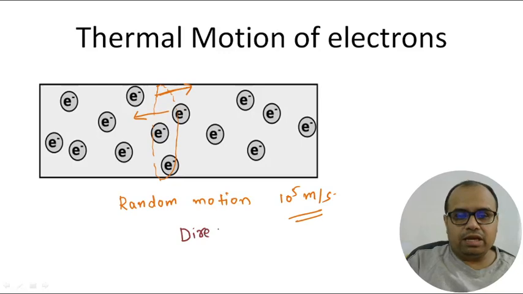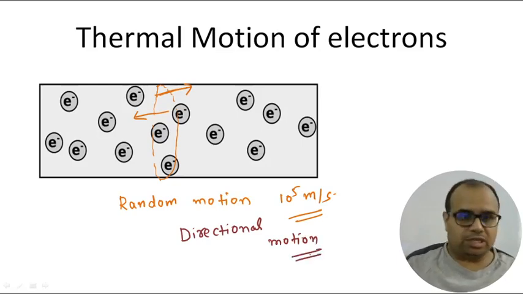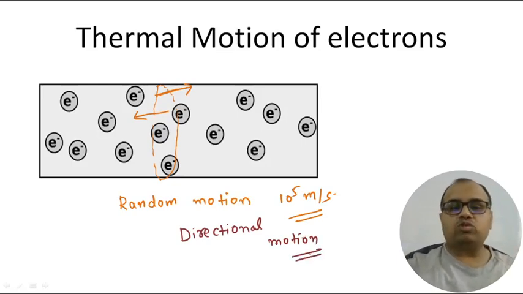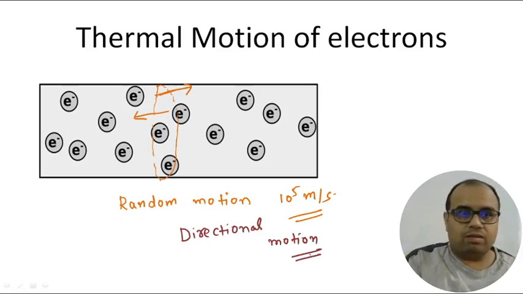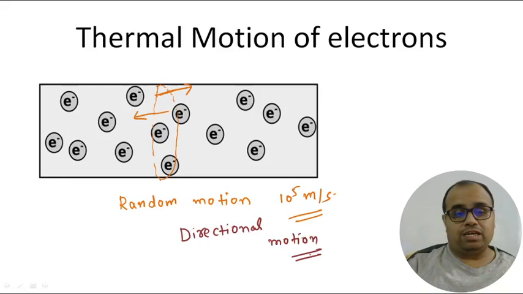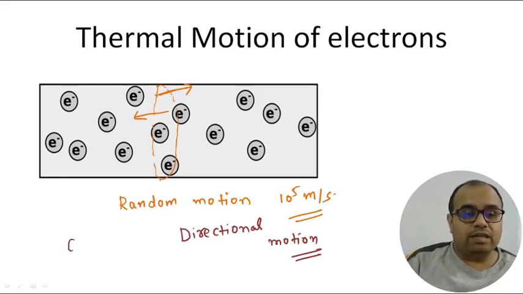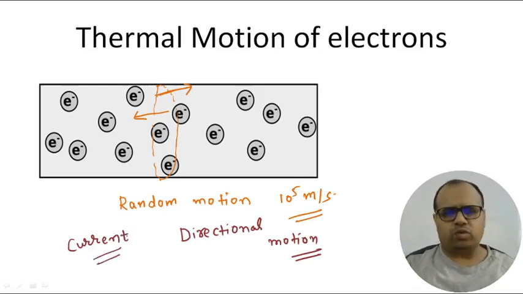What does it mean? That the directional motion is missing. And if the directional motion is missing, then electrons are not moving in a certain direction. That's why there is no current flowing. Make this thing very clear: no current is flowing there.